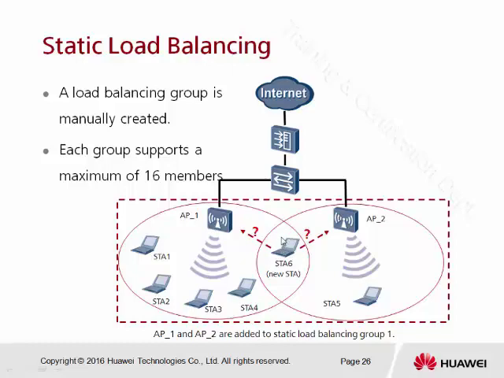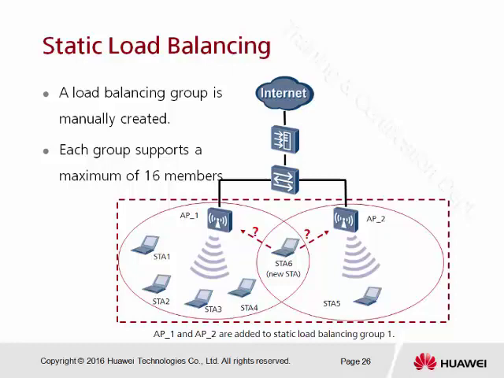Now I use STA number 6. So I try to join this SSID. Maybe I just give it a name, Huawei. So I try to connect to this Huawei SSID. Right now, this Huawei SSID is broadcast by both AP1 and AP2.